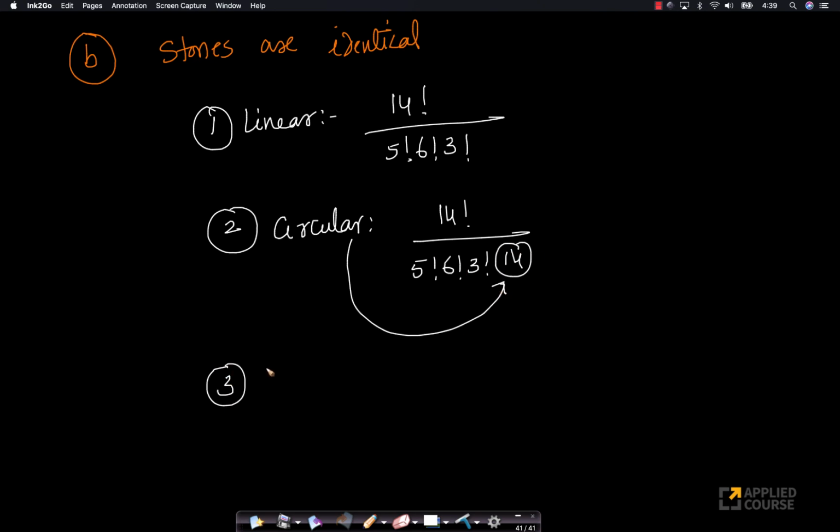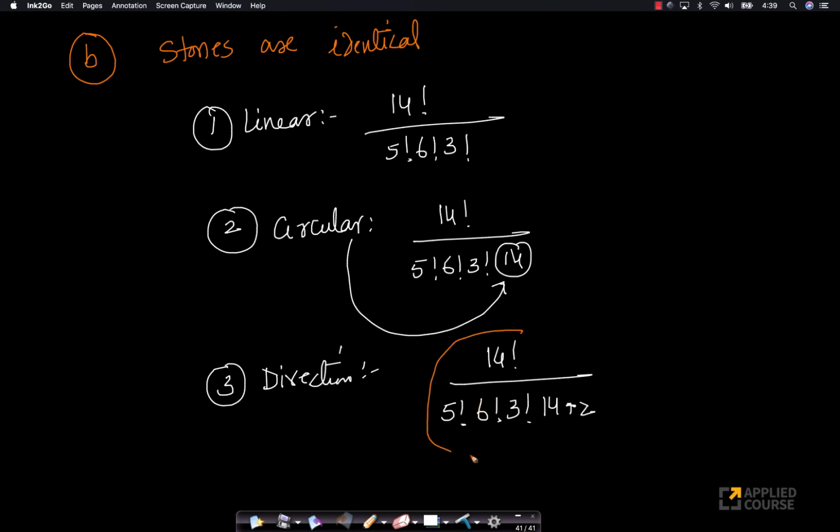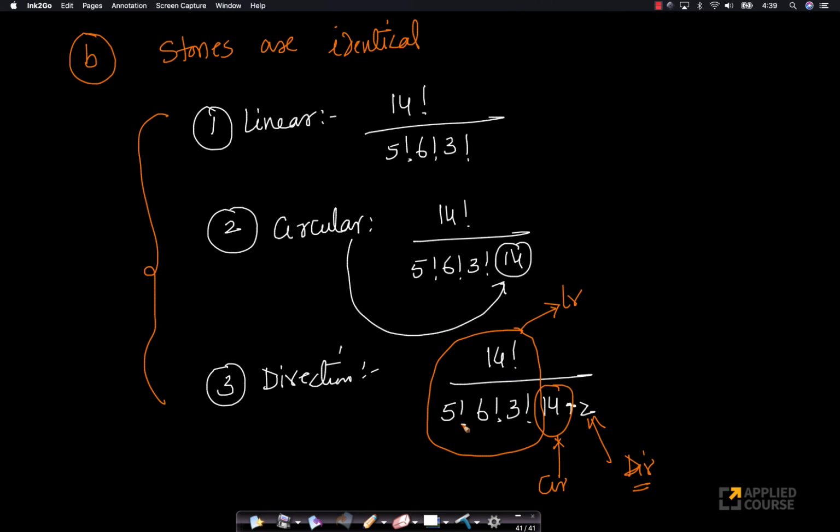Third, it's a necklace, which means direction doesn't matter. So because of the direction, I'll say the formula here is 14 factorial by 5 factorial, 6 factorial, 3 factorial, 14 into 2. So in this whole thing, this part is the number of linear arrangements. This came because of the circular arrangement. This 2 came because of the direction in the necklace. Right? So if the stones are identical, the number of necklaces that you can build is 14 factorial by 5 factorial into 6 factorial into 3 factorial into 14 into 2.